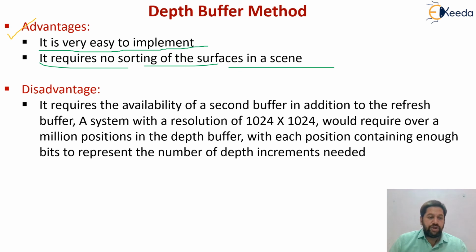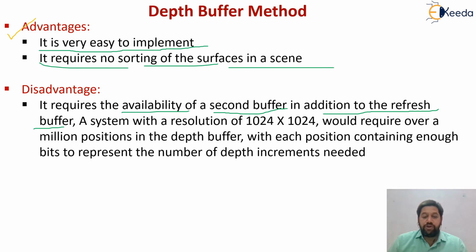So this is what I have mentioned here. The disadvantage of this particular method is that it requires the availability of a second buffer in addition to the refresh buffer. The refresh buffer is already there, but it requires one more buffer, which we call the depth buffer or the z buffer, and due to that the memory requirement is more. That is the drawback.